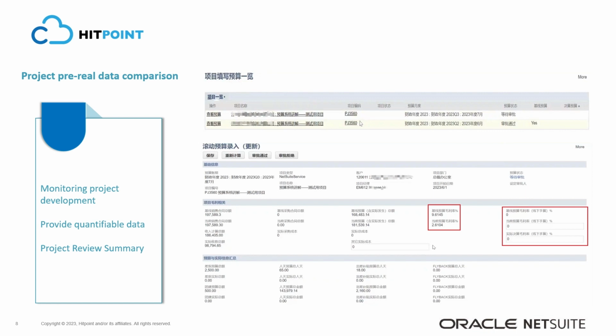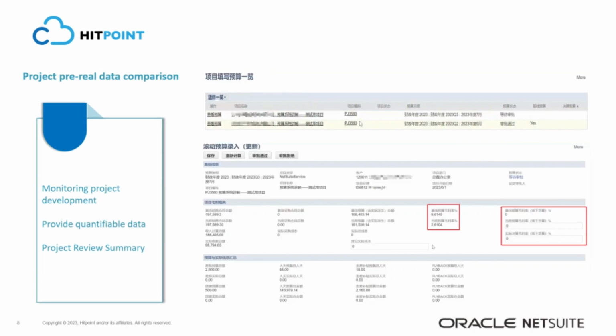The project expectation and actual data comparison function predicts the overall development of the project dynamics, implements timely and effective monitoring, and provides quantifiable data reference. For example, at the end of a project, in our scrolling entry page, we can see the data monitoring of the whole process of a project before, during and after. At this point, we can summarize the project.